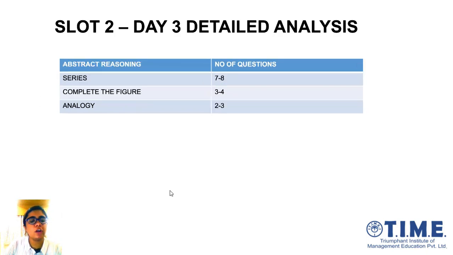Similarly, if you talk about abstract reasoning, I would say it was easy to moderate. Certain questions were pretty manageable. Some questions were tedious. I'll tell you the reason why. Series questions were around 7 to 8. The reason why this was tedious is because there were around 7 to 8 frames.